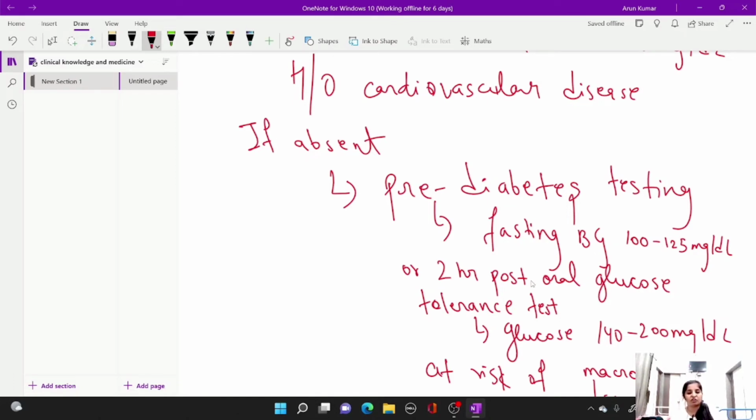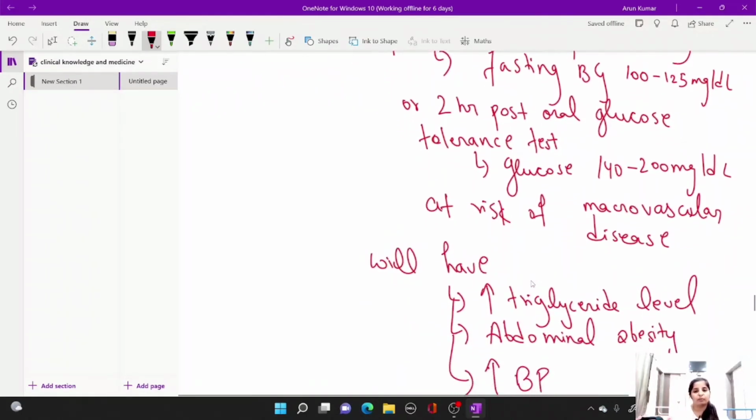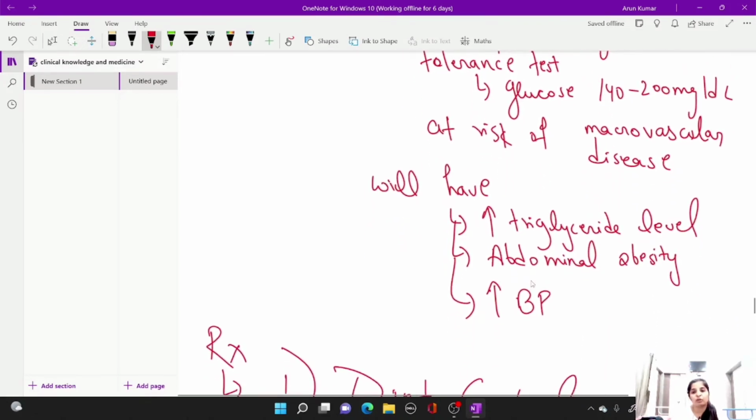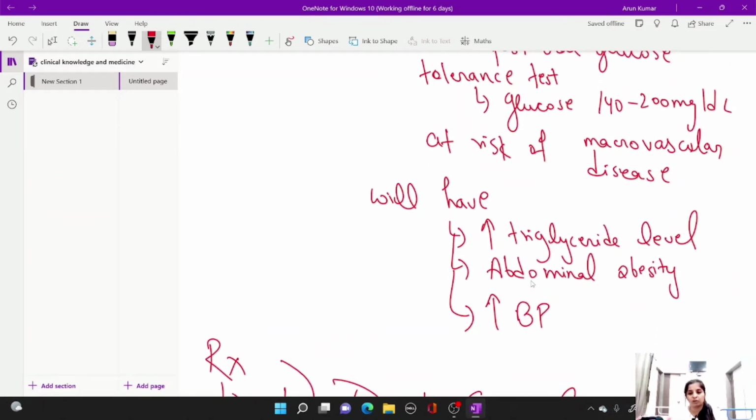In pre-diabetic patients, fasting blood glucose will be 100 to 125 milligram per dl, or the 2-hour post oral glucose tolerance test glucose level will be 140 to 200 milligram per dl. These patients will be at risk of macrovascular disease, which is coronary artery disease, and will have increased triglyceride level, abdominal obesity, and increased BP.